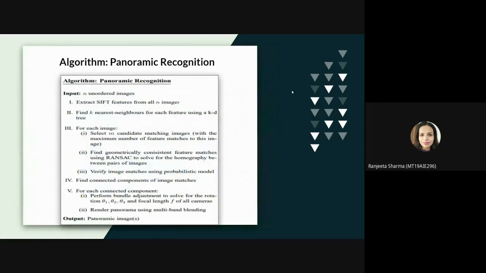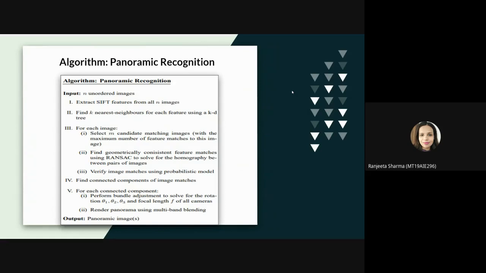So here is the algorithm. The input of our process is unordered images. First, we will apply the SIFT features technique to all the images, and then we will apply the k nearest neighbor algorithm. Then for each image, we will find the matching images after applying the RANSAC algorithm, and then we will compute the homography between pairs of images. We will use a probabilistic model to verify the matching images.